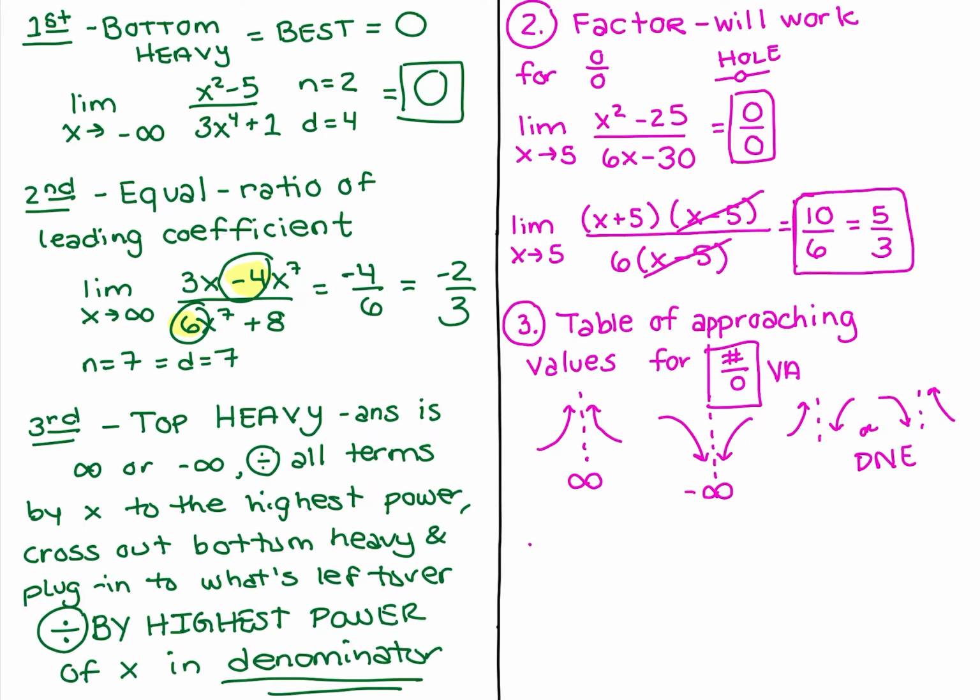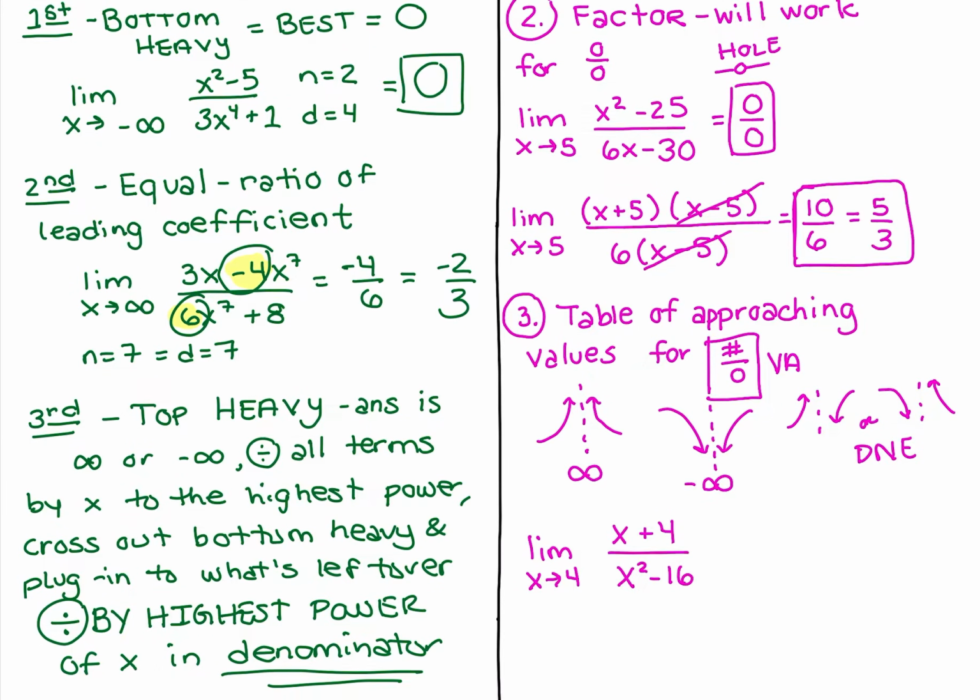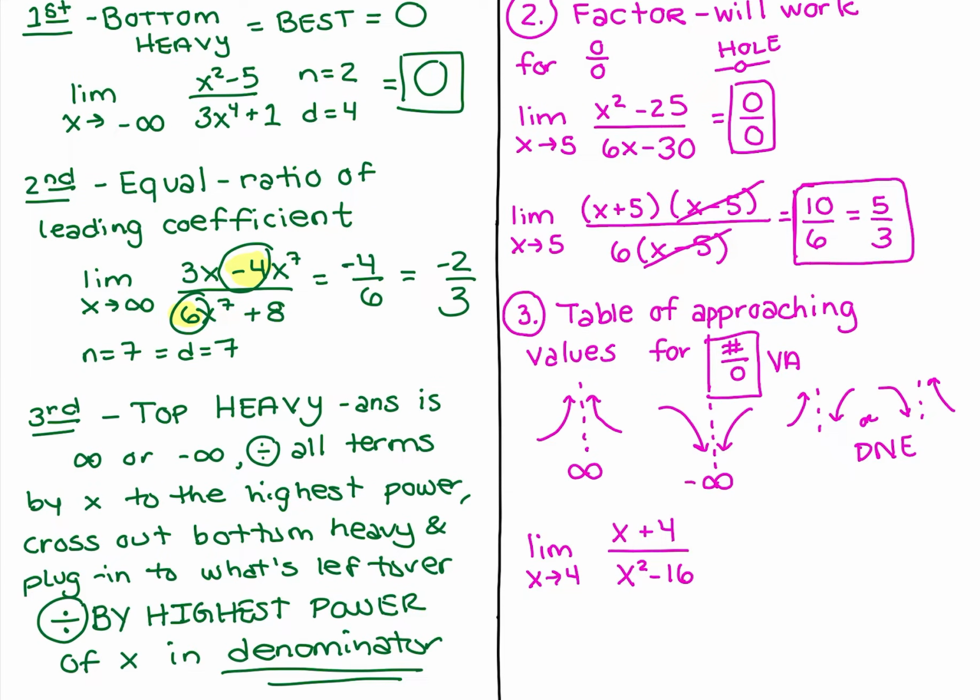So, for instance, if we have the limit as x goes to 4 of x plus 4 over x squared minus 16. So first go-to method, if x is going to a number, not infinity, we're going to start by plugging in. The top is 4 plus 4, which is 8. The bottom is 4 squared, which is 16, minus 16, we get 8 divided by 0.